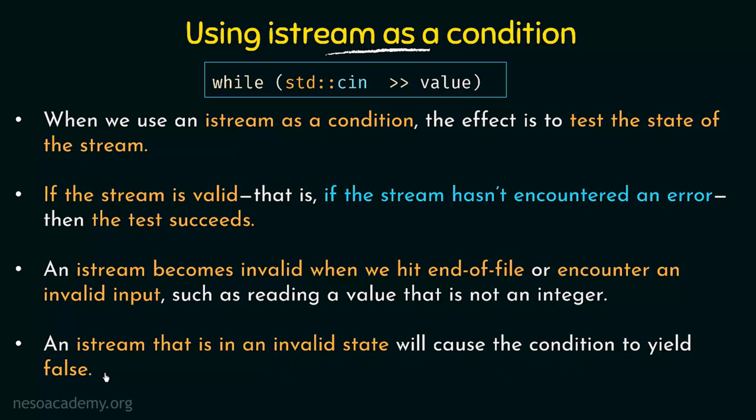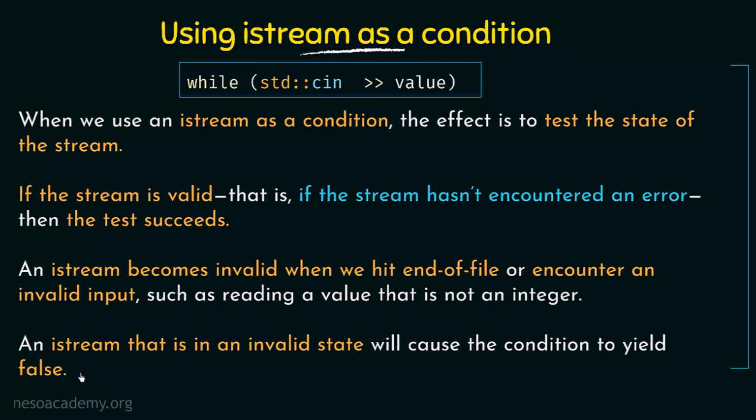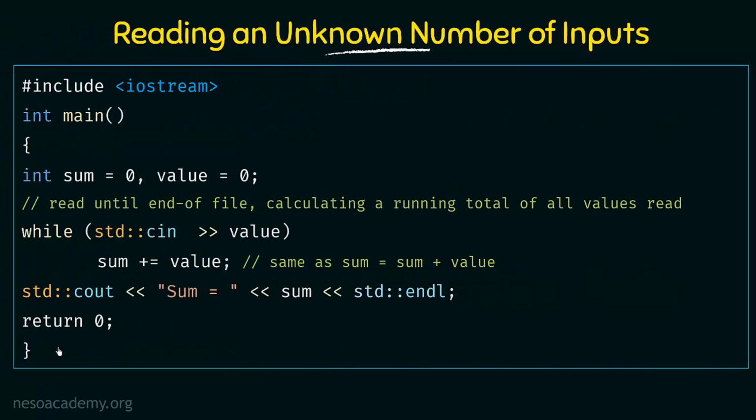Okay, so now let's go back to our program again, since we have understood how using istream as a condition works. Coming back to our program, we will take this program and run it in our Visual Studio Code to see if it is working properly and if it is able to read an unknown number of inputs and add them together correctly or not.